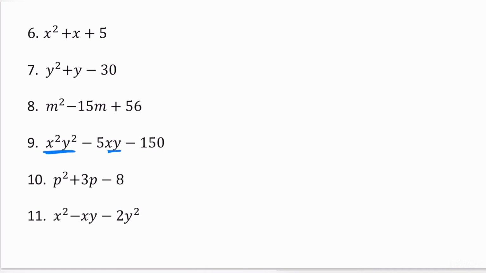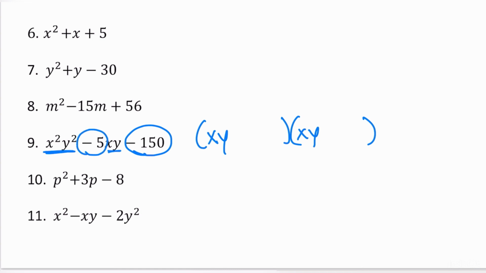It just means that when I do parentheses, instead of just the x by itself, it's going to be xy, xy. That's all it means. I'm still working with this exactly the same way. I have to figure out what multiplies to give me negative 150, and it's going to add to give me negative 5. Because the last sign is negative, that means I'm dealing with opposite signs. That means one of them has to be positive, one of them has to be negative.